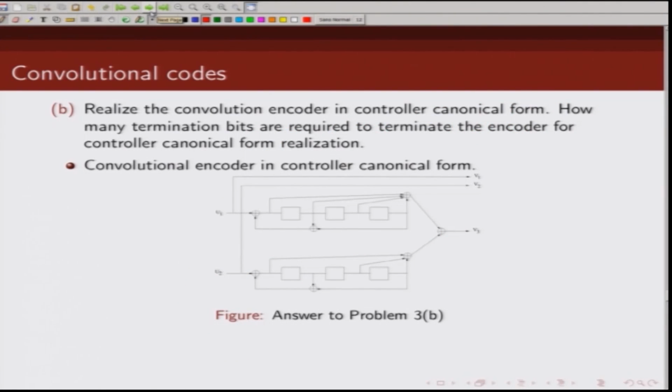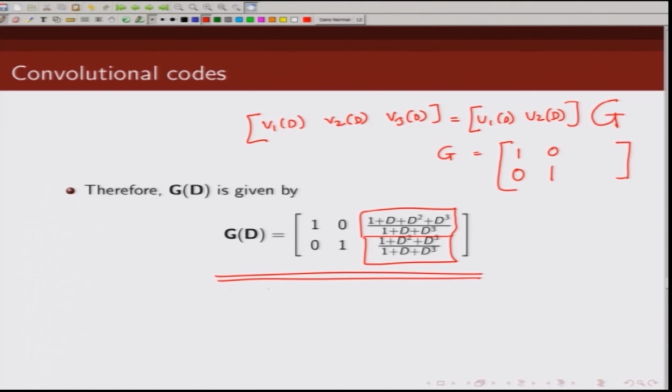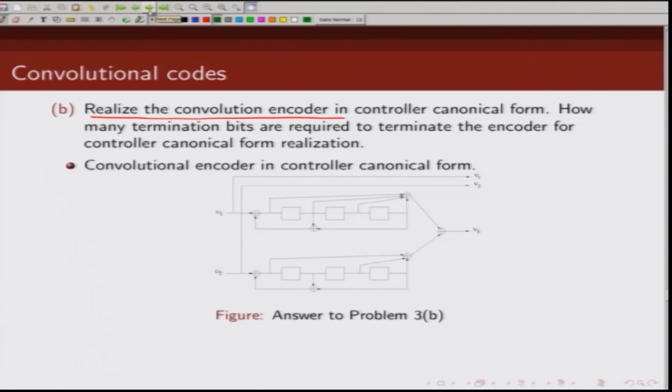Now, the next question is, can we realize this encoder in the controller canonical form? The answer is yes, we can realize it. We already have the expression for the generator matrix. To realize it in controller canonical form, there is one set of shift registers for each input. So, this is one input, this is second input, right. Please note this is a feedback polynomial. So, we would require a feedback polynomial, and the maximum degree here is 3 and the maximum degree here is also 3. So, we will require 2 sets of shift registers. First one is this one.